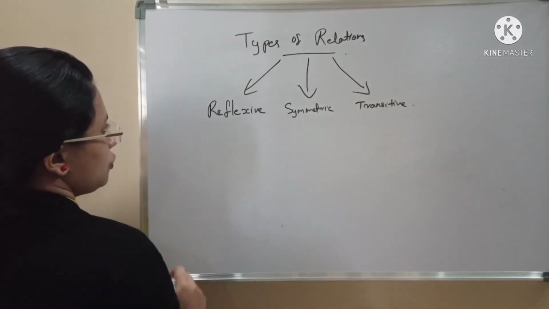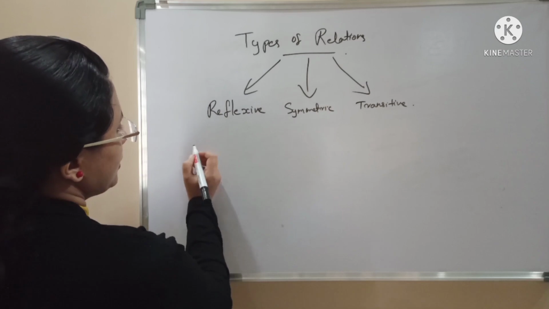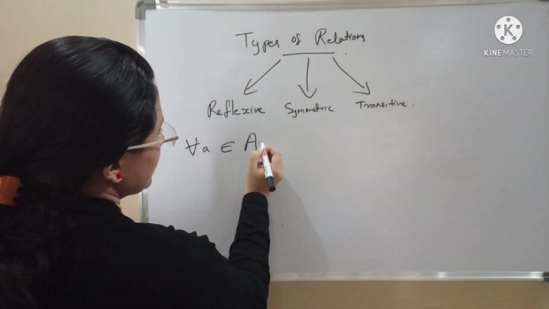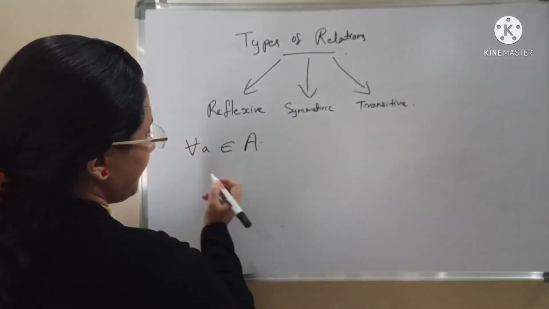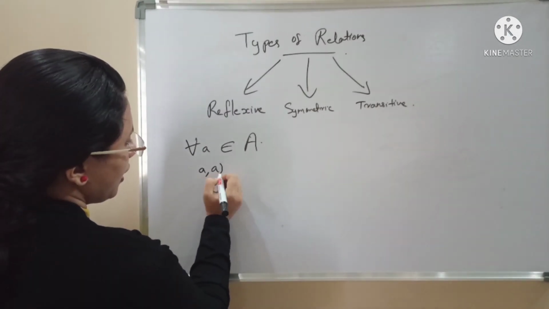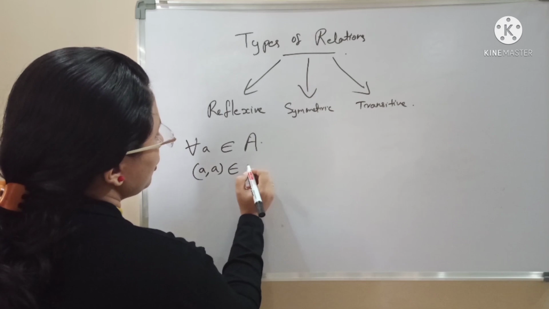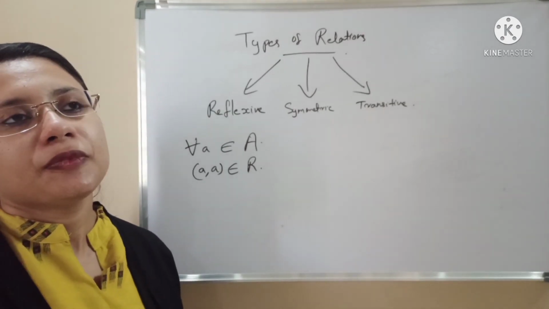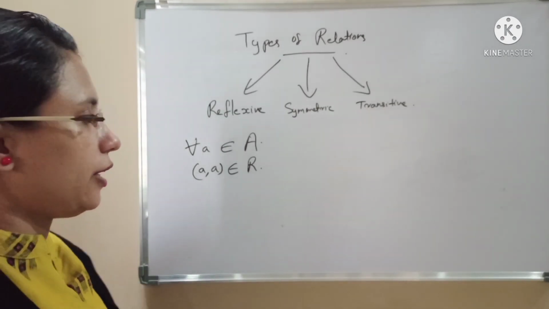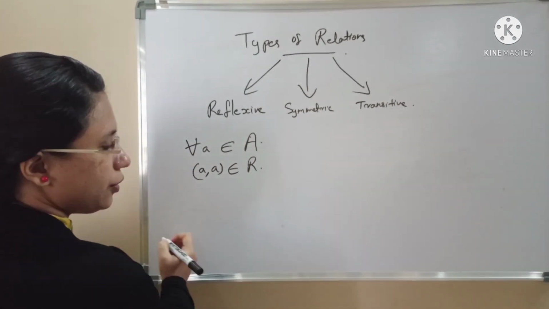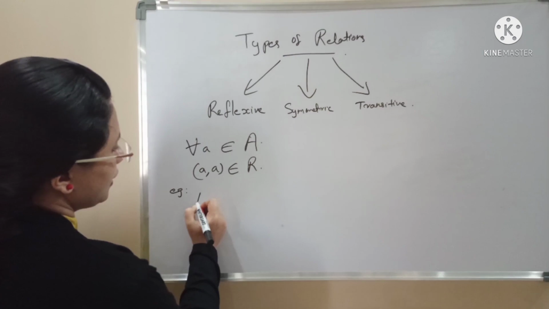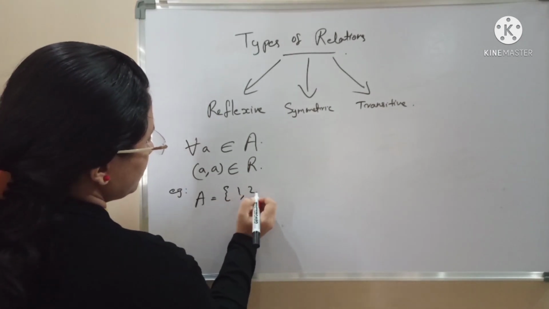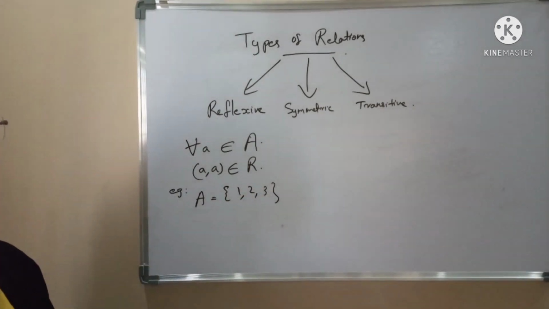For reflexive, suppose every element a belongs to set A. Then (a, a) will belong to the relation, or (a, a) will be contained in the relation R. I'll give you an example. Suppose A consists of 1, 2, 3.